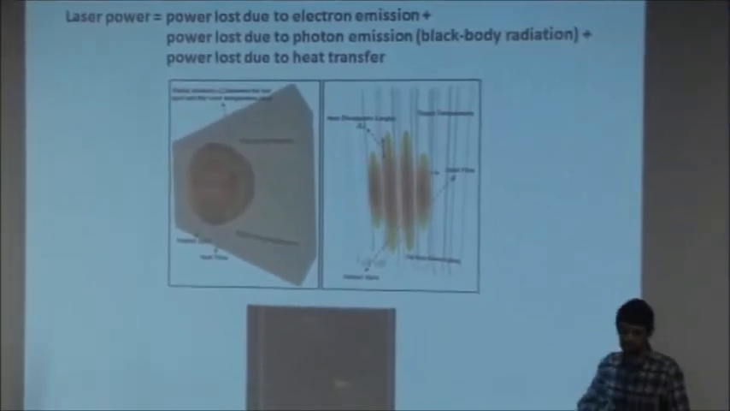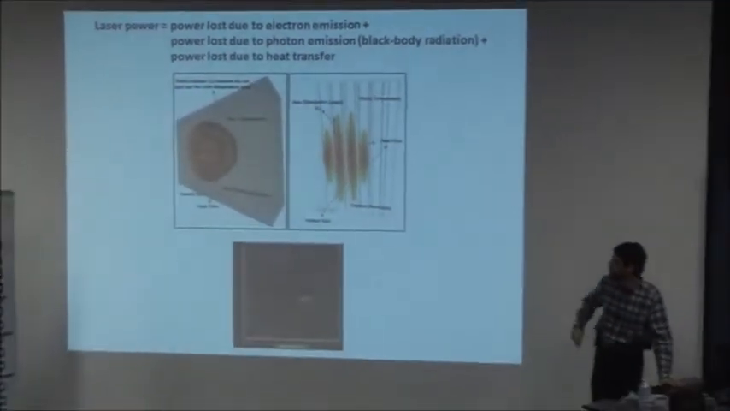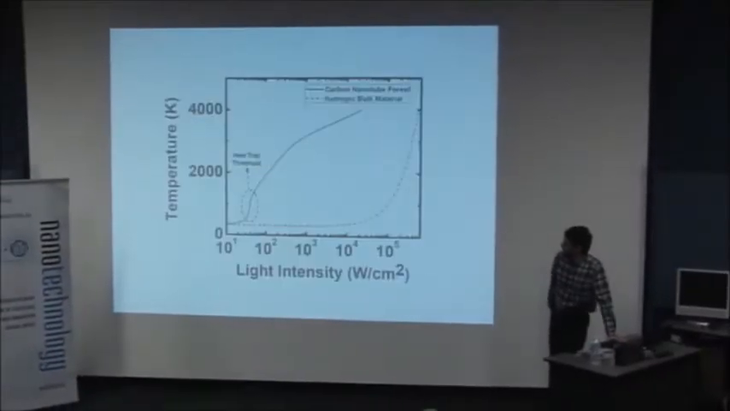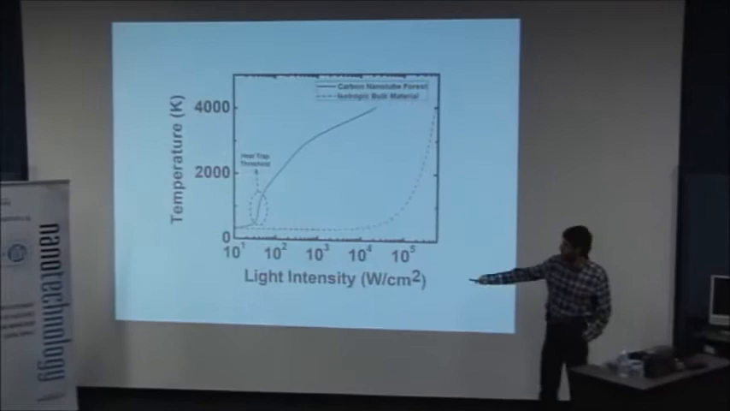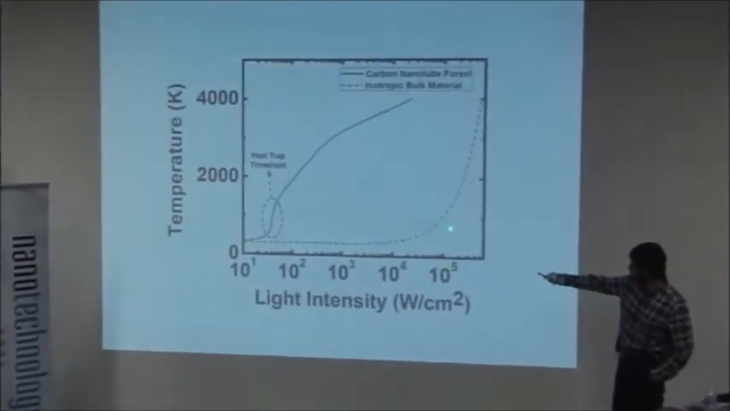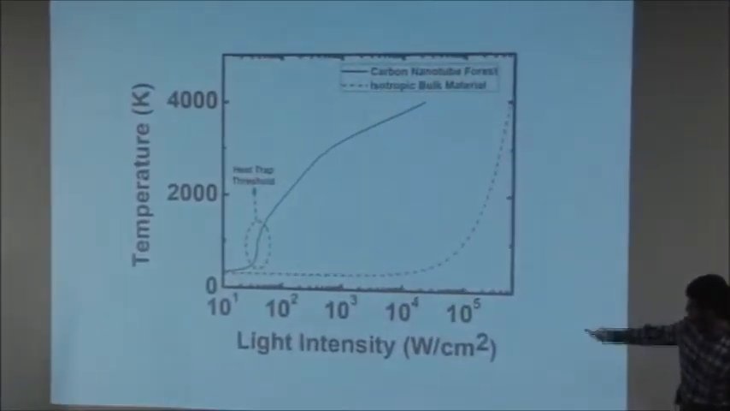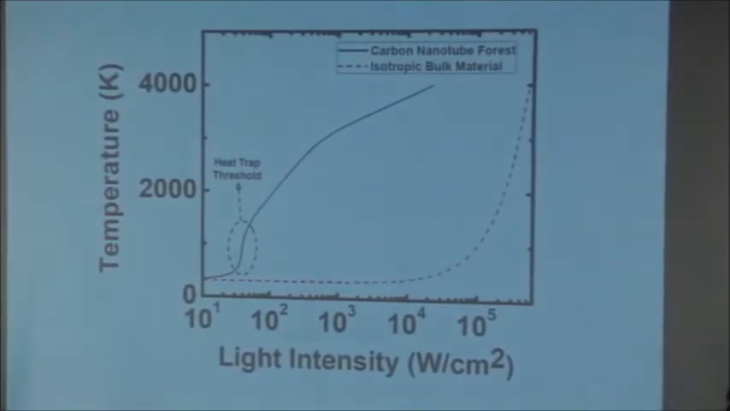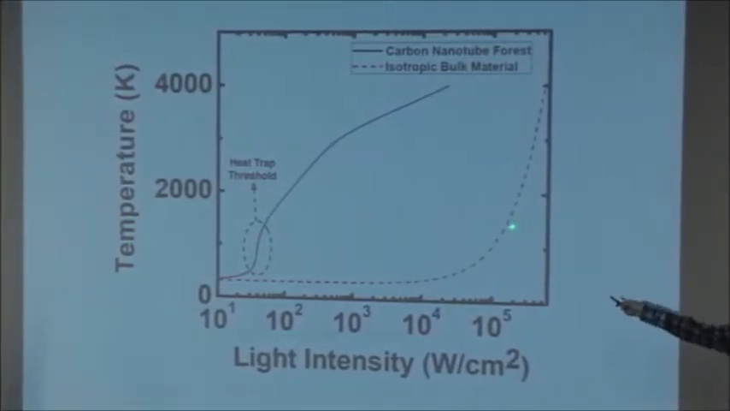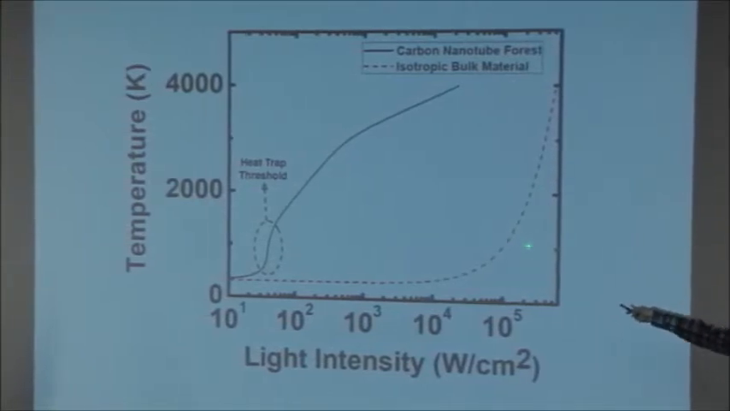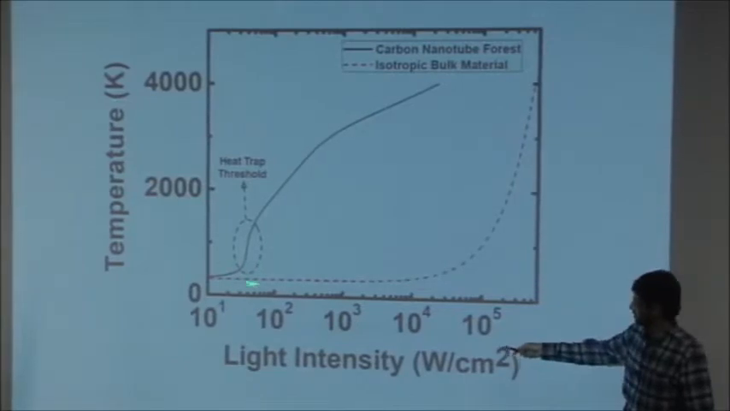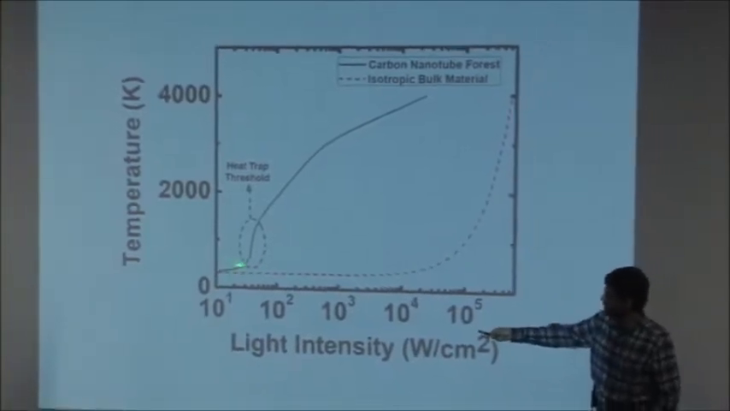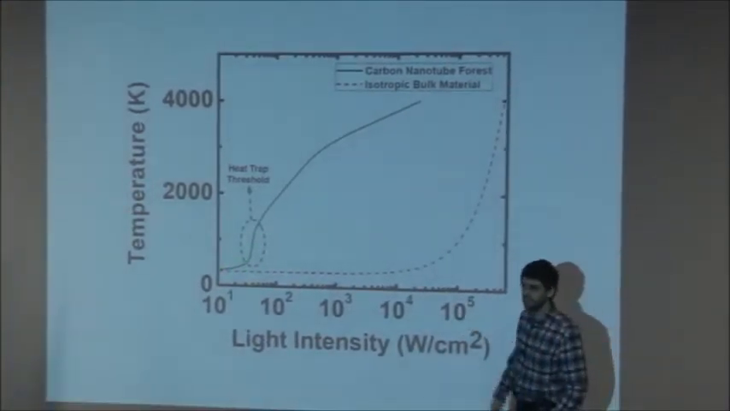as a function of input laser power or intensity. And when you solve that, you see that if you do it for a regular bulk, you need intensities on the order of hundreds of kilowatts per square centimeter to start seeing any substantial increase in temperature. Whereas for this nanotube forest, orders of magnitude before that, you all of a sudden have a very nonlinear transition.